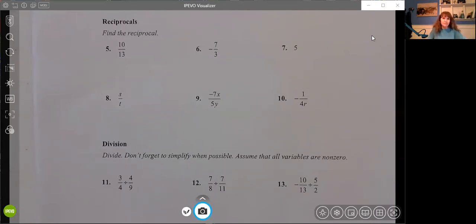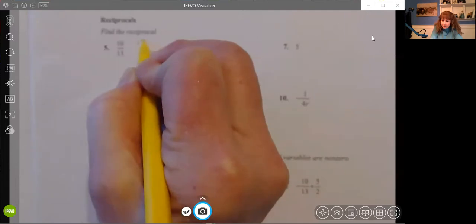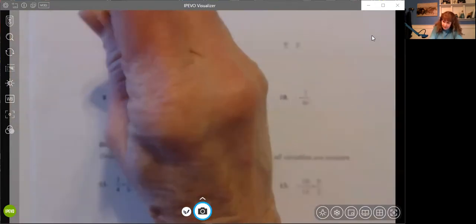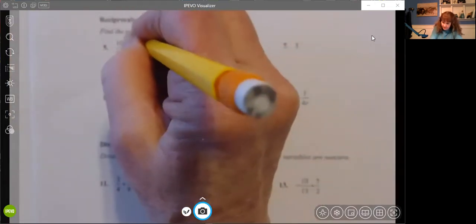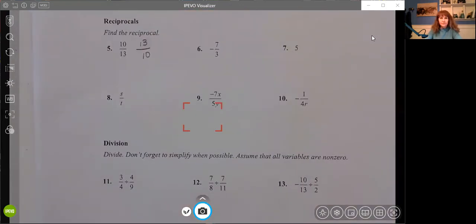On this first one, 10/13, they want you to find the reciprocal of 10/13. To find that, you just flip it over. So the reciprocal of 10/13 is 13/10.